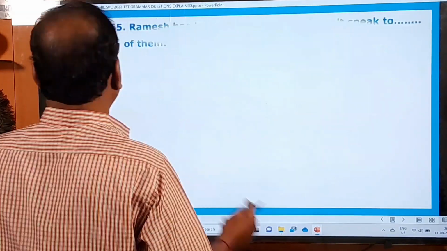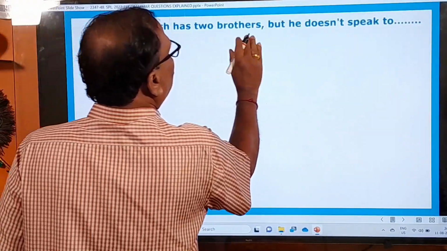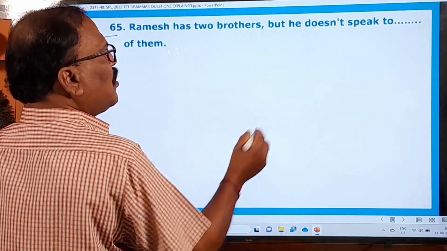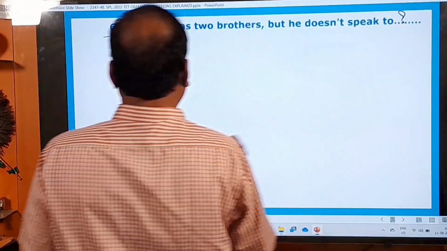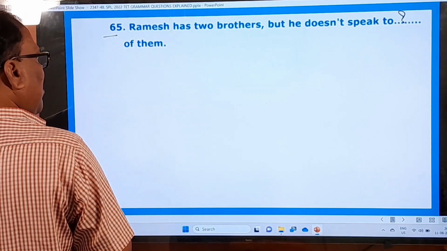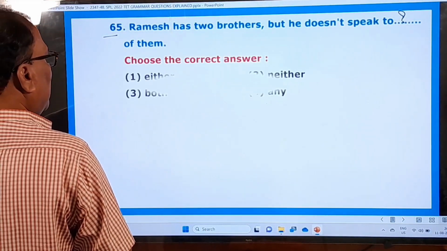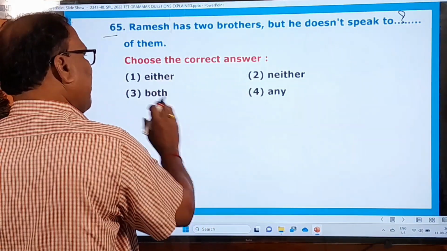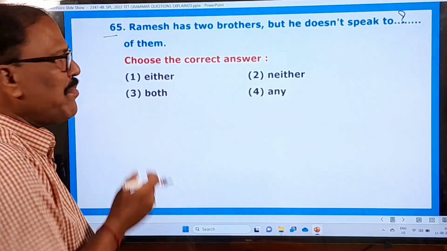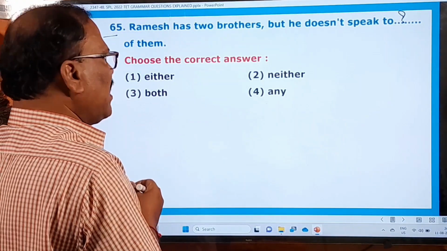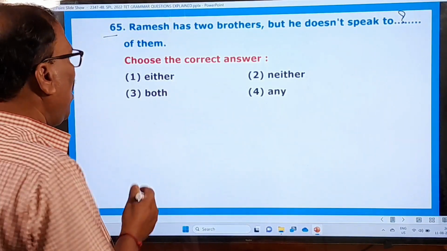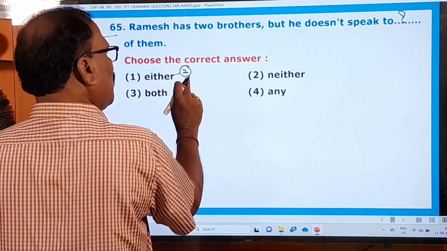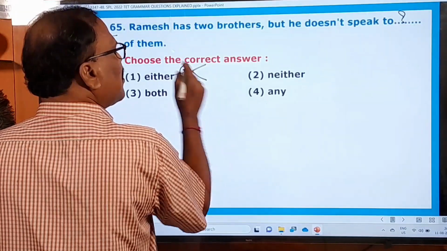Right. 65th one. Ramesh has two brothers, but he doesn't speak to dash of them. So what to use in this blank? Let us see the options. Either, neither, both, any. They are very, very important pronouns. The use of them is very important from the examination point of view. Either refers to two persons or two places or two things. Either means this or that.